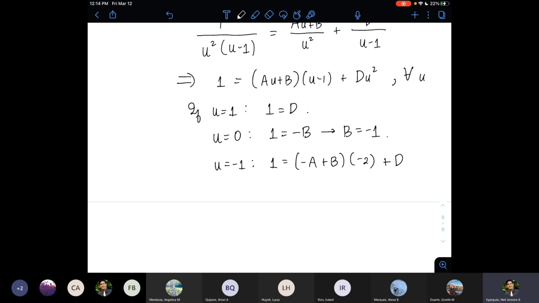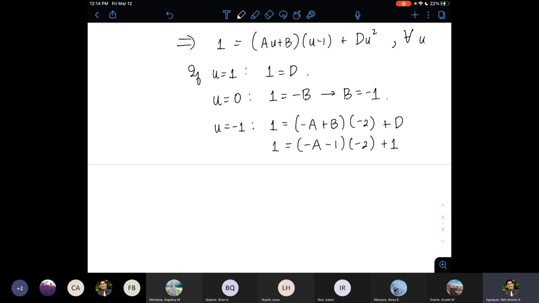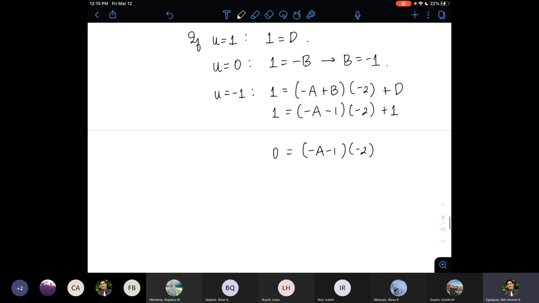And then, I already know what b and d are. So I'll use their values. So I'll replace b by negative 1. So this would be negative a minus 1 times negative 2. And d is 1. So I'll have that. Then I'll subtract 1 from either side. So I'll have 0 equals negative a minus 1 times negative 2. Divide both sides by minus 2. So I'll get 0 equals negative a minus 1. And that tells us finally that a is equal to negative 1.